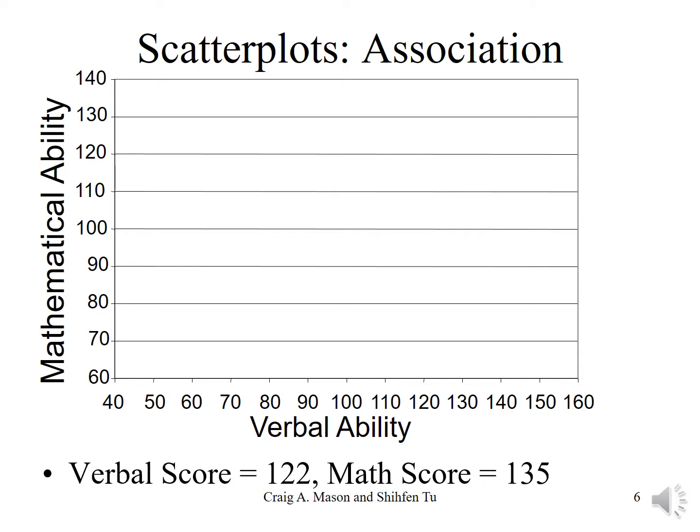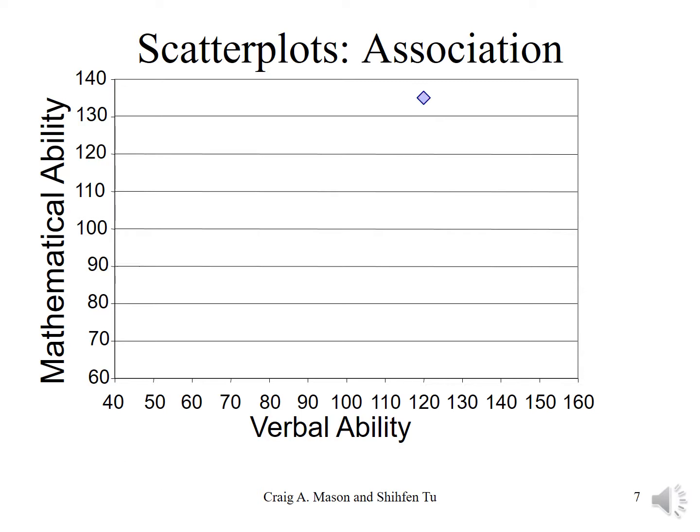We'll start with the verbal score of 122 and move along the x-axis until I reach 122. I then use the math score of 135 and move straight up the y-axis until I reach 135. I then place a mark at this point, and this mark represents both scores for the first student.